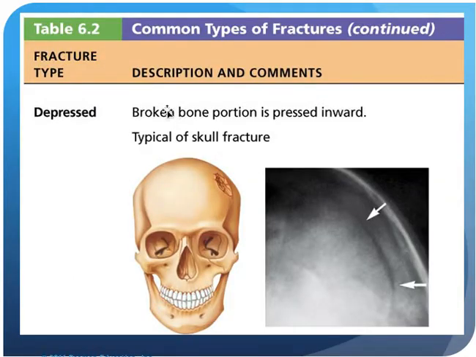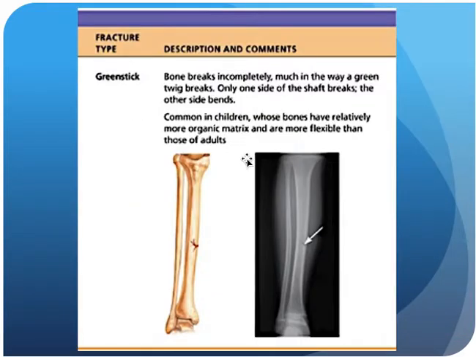A depressed fracture: the broken bone portion is pressed inward. This is a typical skull fracture, where you get hit with something really hard in your head, and you get this depression into those skull bones. And then a greenstick fracture, this is always a good multiple choice question too. When you're younger and your bones haven't fully completed growing and there's still a lot of cartilage in there, the bone is going to break incompletely, much in the way a green twig breaks. If you take a green stick off of a tree and bend it, it'll kind of fray.